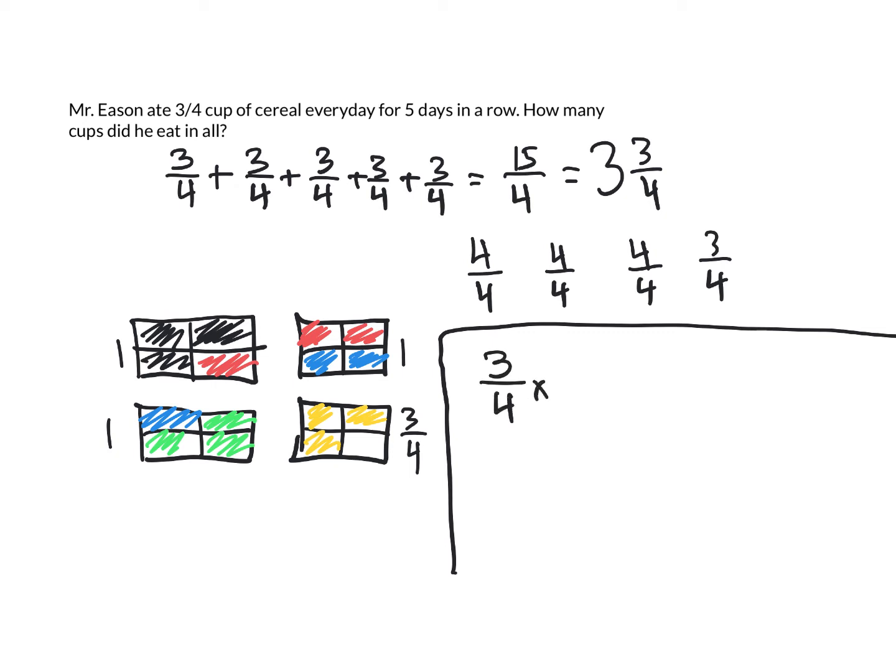3/4 times 5. We get the 3/4 from the word problem. We know it's 5 days in a row, which is why we chose times 5. And then we think about what 3/4 times 5 is. All you really need to think about is 3 times 5. We are doing 3/4 five times, so you're adding 3 times 5. Some people may even write it as 3 times 5 with a denominator of 4. 3 times 5 is 15 fourths, because we keep our denominator.